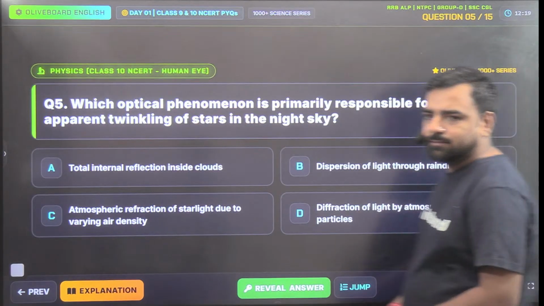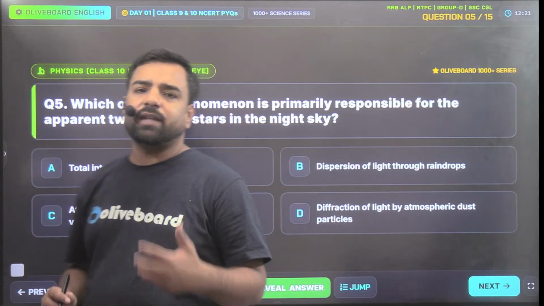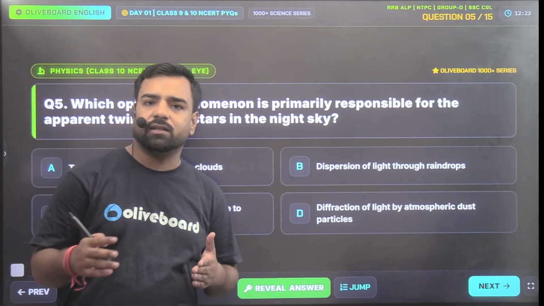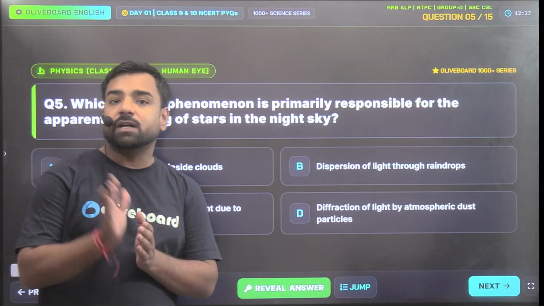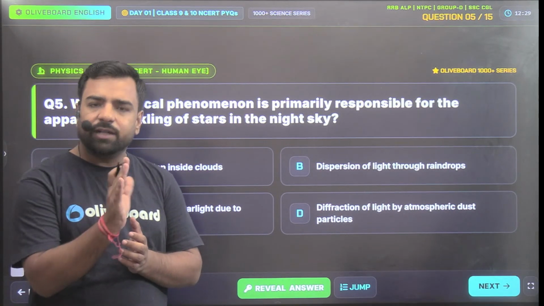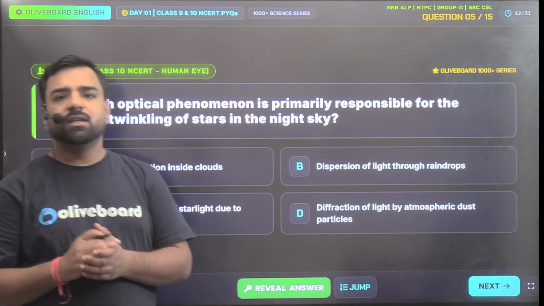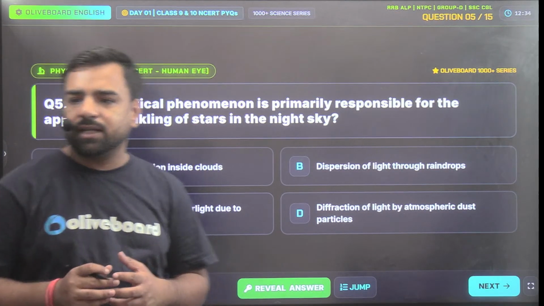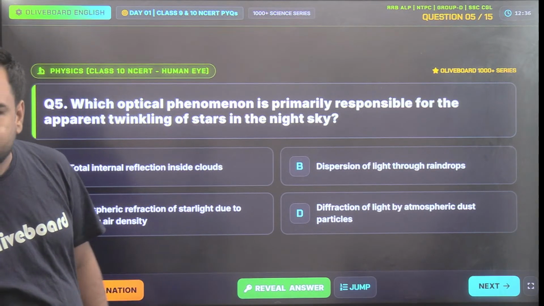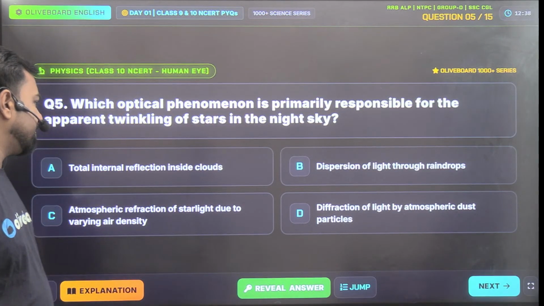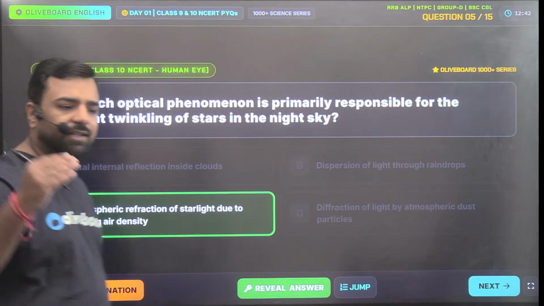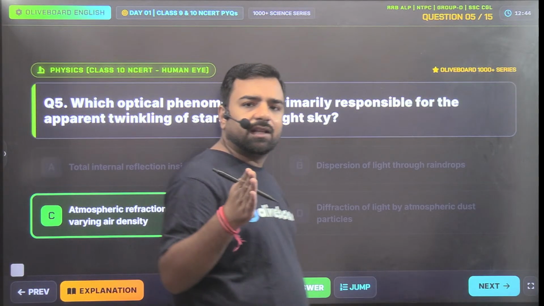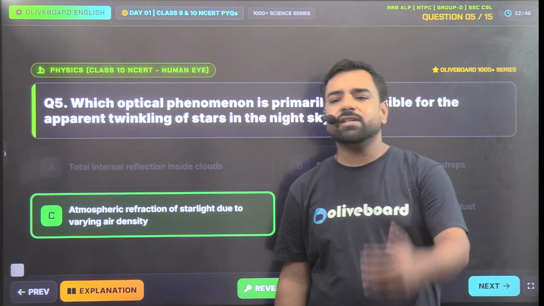So, guys, see, whenever a ray of light travels from one medium to another, if it is traveling from denser to rarer, it moves away from the normal. If it is moving from rarer to denser, it comes towards the normal. So this concept is of refraction, right? Now in this case, Ankita is going with option C, atmospheric refraction of starlight due to varying air density. That's correct. Because of the change in density, the light will suffer deviation in its path.